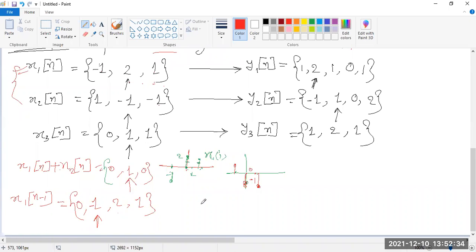Just like this, if I go for x2[n minus 1], which operation is this? This is the time shifting operation. Look, x2 is here, and one shift is there. So it will become 1, minus 1, minus 1. The origin is shifted over here, -1. So this is also 0.